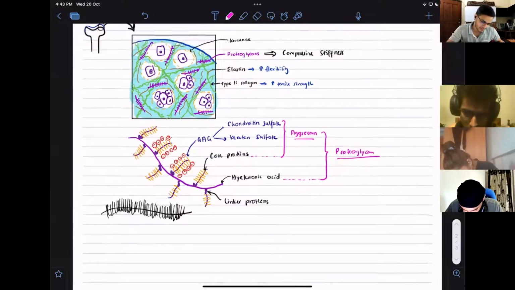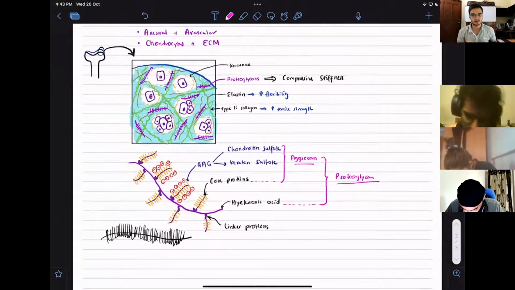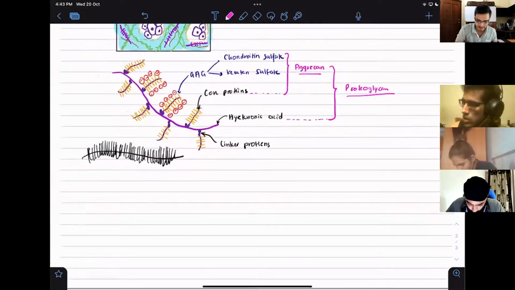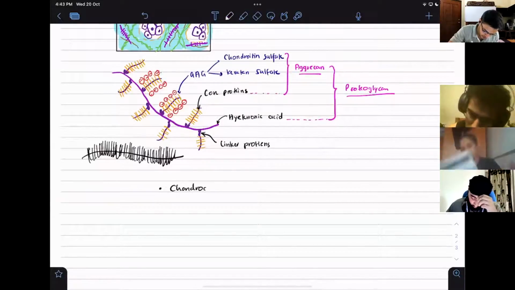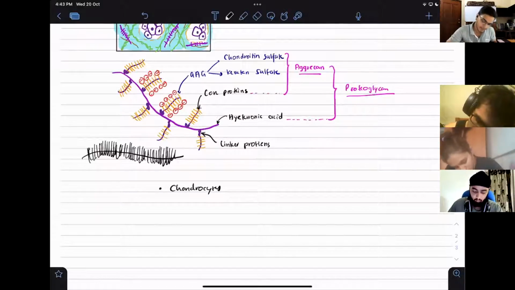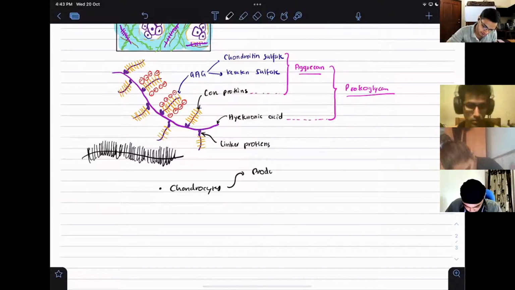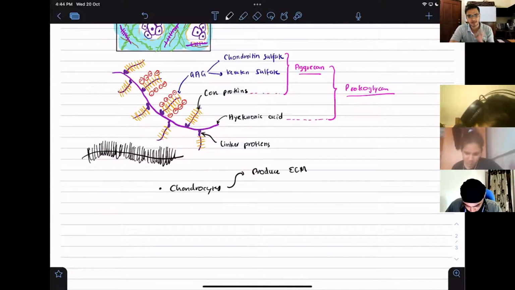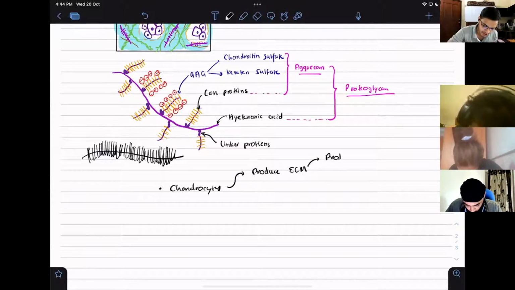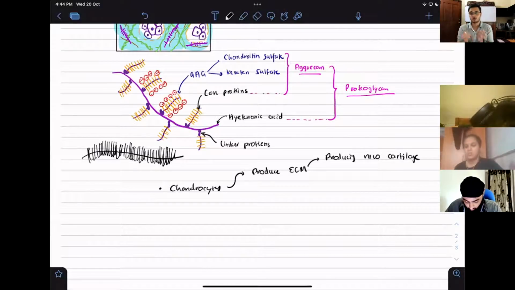Now look at this, guys. This is the entire structure of this extracellular matrix. Chondrocytes have the function of secreting. You all know chondrocytes, right? This is the next point I want you all to know. Chondrocytes produce extracellular matrix. So when we are producing extracellular matrix, what are we doing, guys? We are producing new cartilage. Everyone agrees with me, right? So our chondrocytes are doing that.